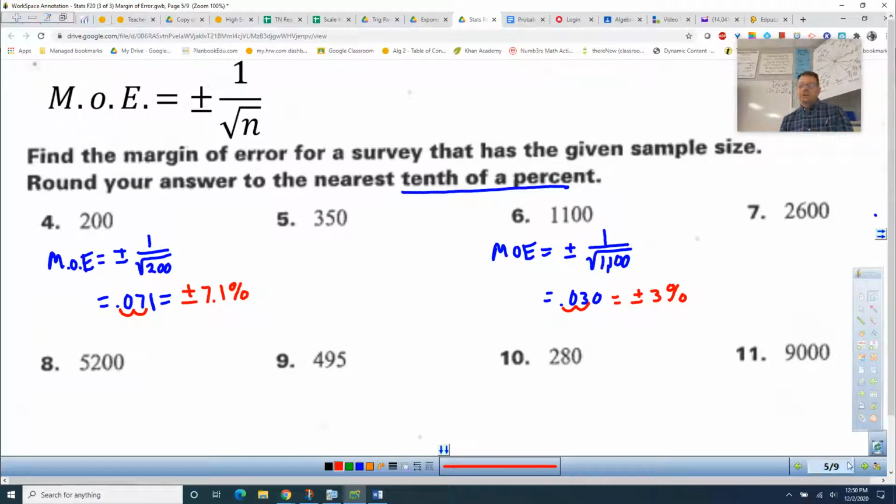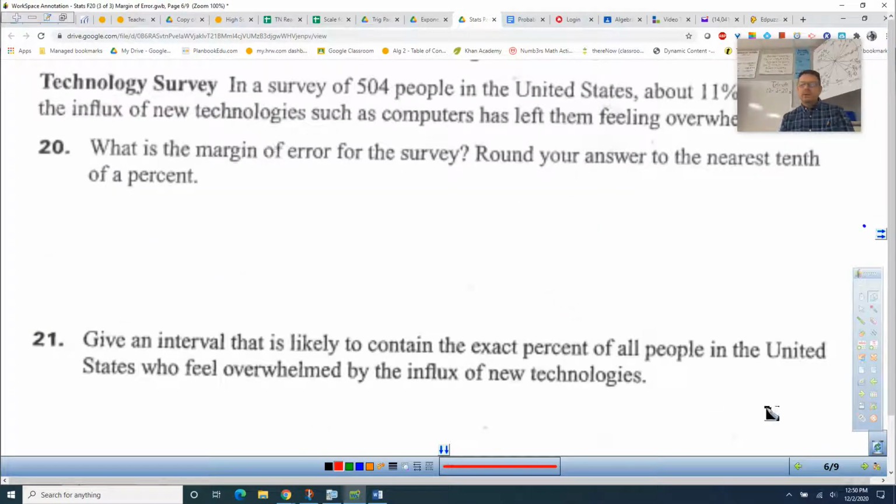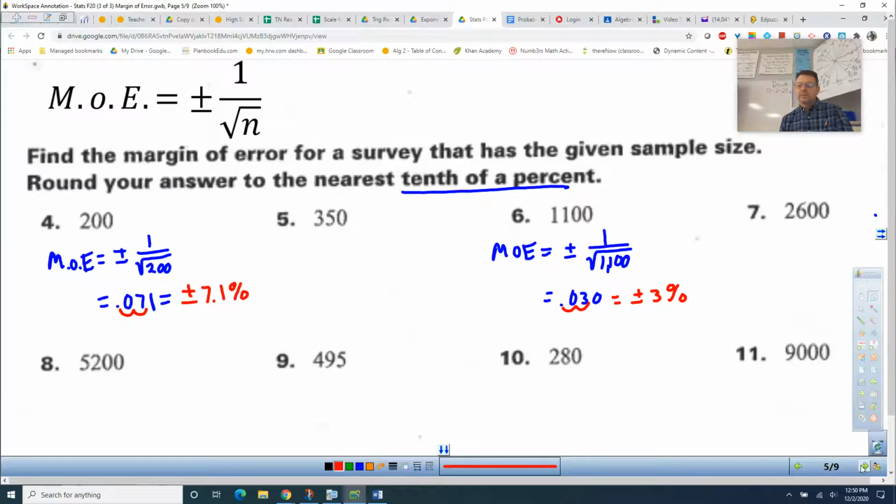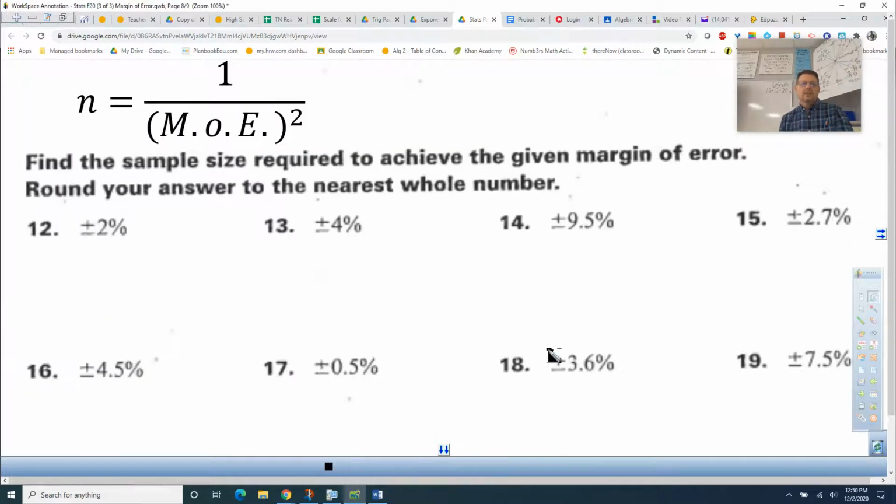Okay, so now let's go to the next section here. Whoops, did I skip something here? Yeah, I got these out of order. There we go. This section says I'm going to give you the margin of error, and I want to know how much is the sample size, the total population. So we're going to do it the other way around, and they want us to round this to the nearest whole number. Okay, so we got n equals 1 over 0.02 squared.